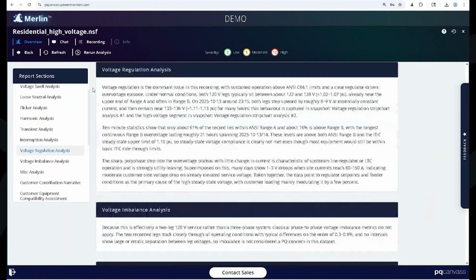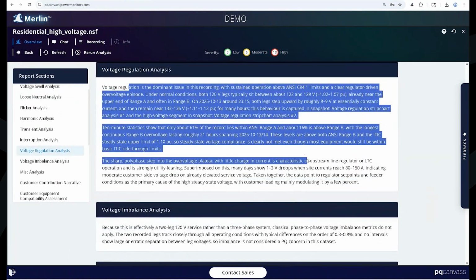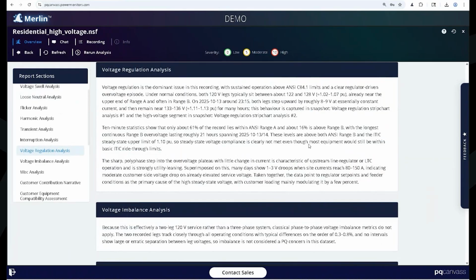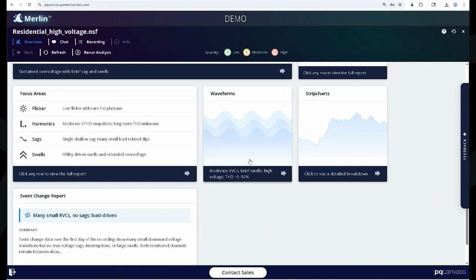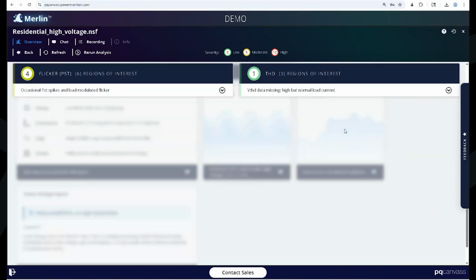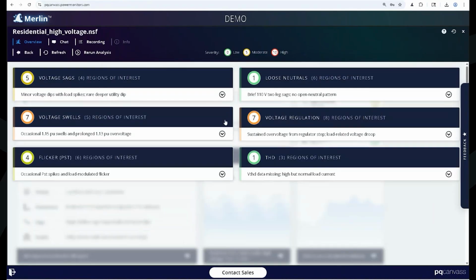So we'll jump to voltage regulation, and here it's telling you what it found. And this is a combination of strip chart evidence and the compliance reports for NCC 84 and even waveform captures. But if we want to go deeper, if we want to see more evidence or understand more of why it claims what it did, we can go to the strip charts. And if we're talking about voltage regulation, you would click on the voltage regulation strip chart.